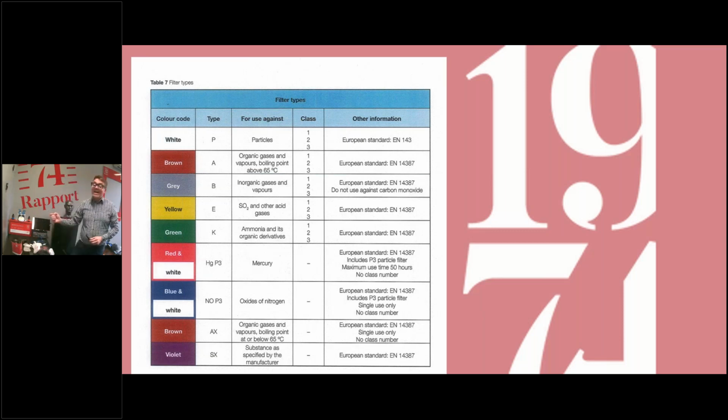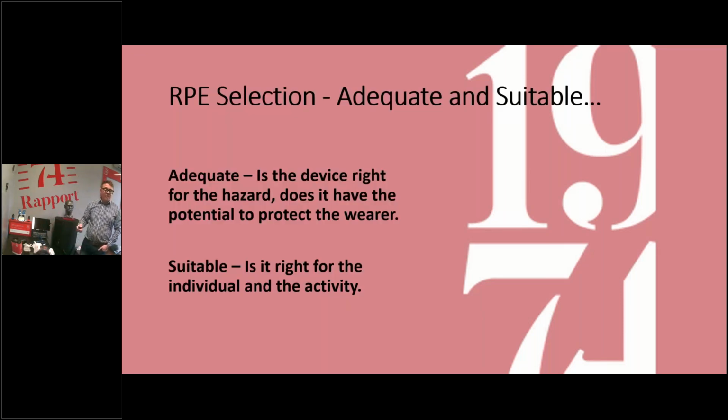When we're talking about an adequate mask, if we could please go back one slide again, we're now looking at adequate and suitable. Adequate is the device, the filtration: does it have the potential to protect? That's in most instances quite straightforward. We're looking at safety data sheets, air monitoring, and a COSHH assessment. However, when it comes to selecting a suitable device, this can be trickier. We're now looking, not at whether it has the potential to protect, but whether it is right for that individual.